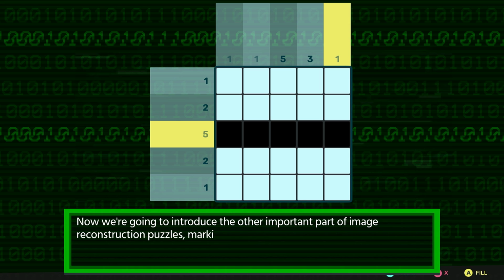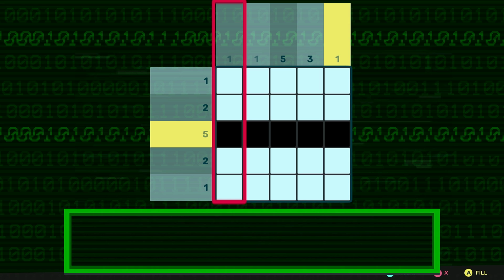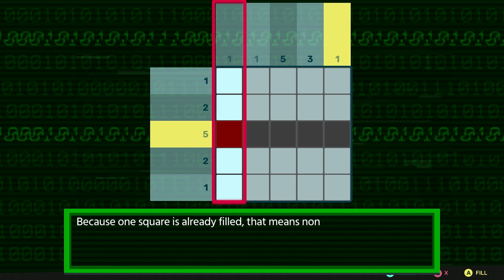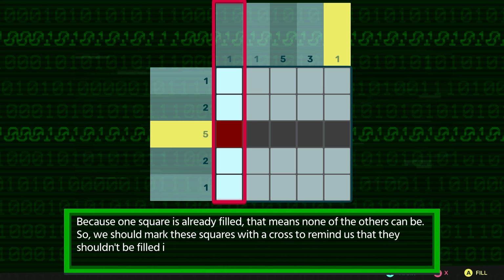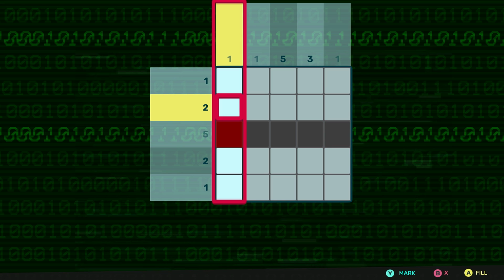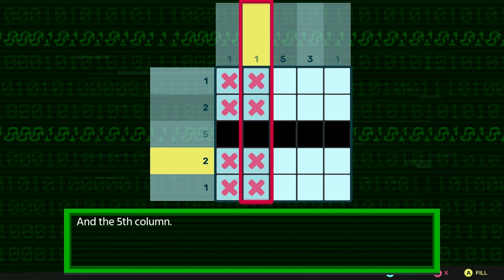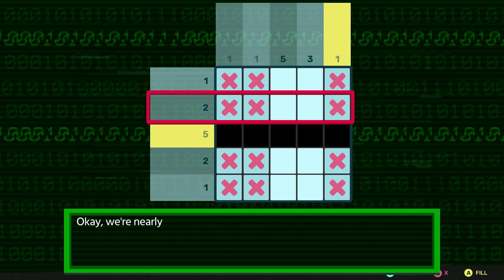Now we're going to introduce the other important part of image reconstruction puzzles, marking squares that must be empty. Take a look at this column. The one clue means that only one square in this column should be filled in. Because one square is already filled, that means none of the others can be. So, we should mark these squares with a cross to remind us that they shouldn't be filled in. Mark these 4 squares with X's now. Great, now do the same for the second column. And the 5th column. Okay, we're nearly there.